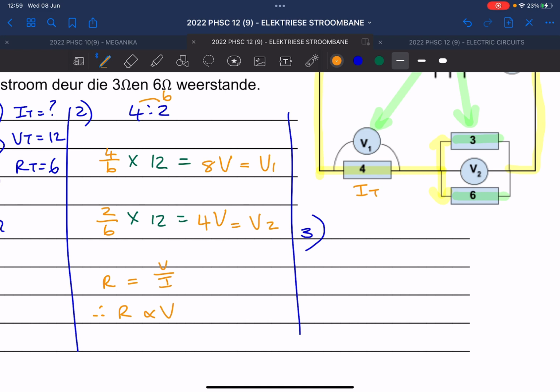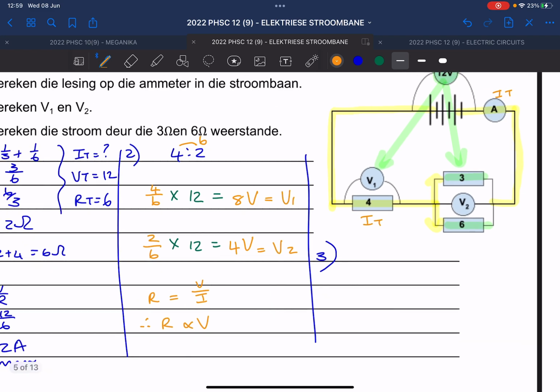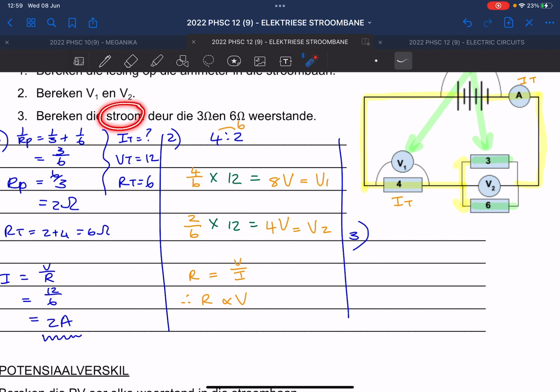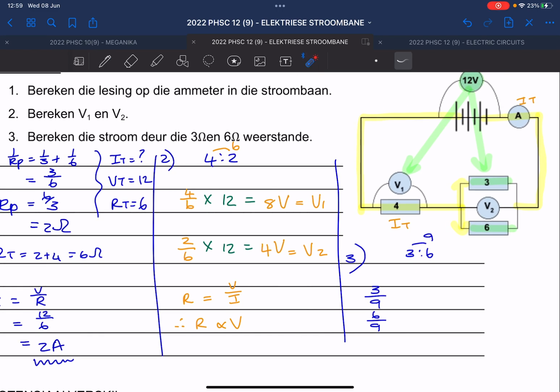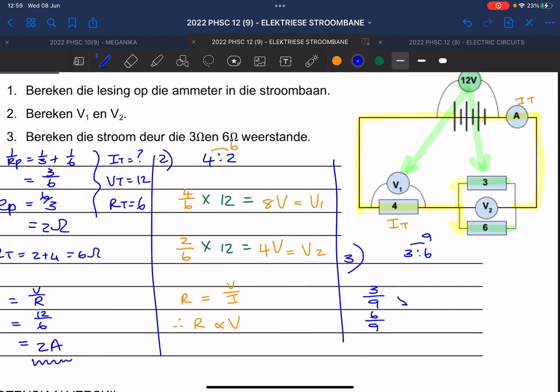Okay. And now we're going to look at where they swap around. Now they ask for the current through each branch. Die stroom deur elke tak. Daar's 'n tak en daar's 'n tak. Now you're going to say, right, 3 versus 6. Together that gives you 9. So you have 3 over 9 and you have 6 over 9. Of what? They ask for the current. So of the total current, which was 2 amperes. So you're going to say times 2.